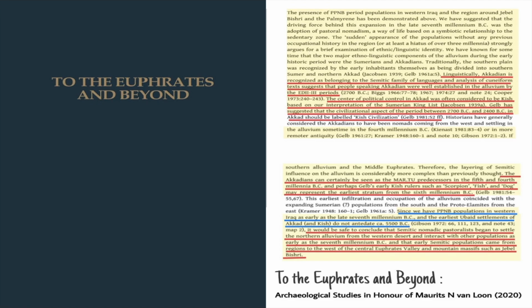Linguistically, by the way, we're going to look at the book To the Euphrates, which covers the migration and early civilizations of Semites, such as Akkadians and Eastern Semitic people. It says linguistically, Akkadian is recognized as belonging to the Semitic family of languages, and analysis of cuneiform texts suggests that people speaking Akkadian were well established in the Euphrates by the Early Dynastic II through III periods. The center of political control in Akkad was often considered to be Kish, based on our interpretation of the Sumerian king list. Gelb has suggested that the civilization aspects of the period between 2700 BC and 2400 BC in Akkad should be labeled Kish civilization.